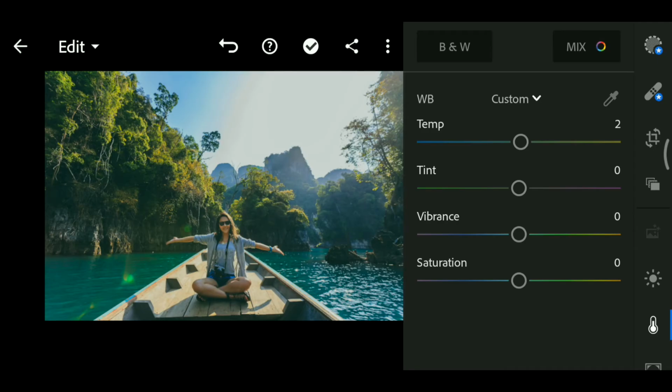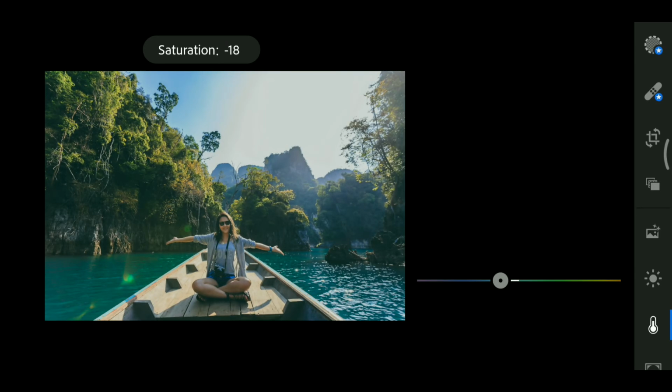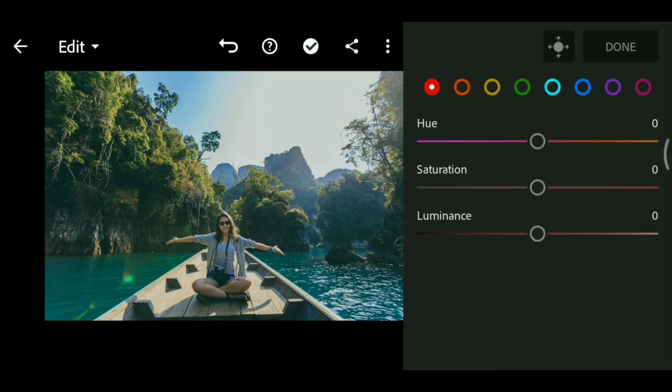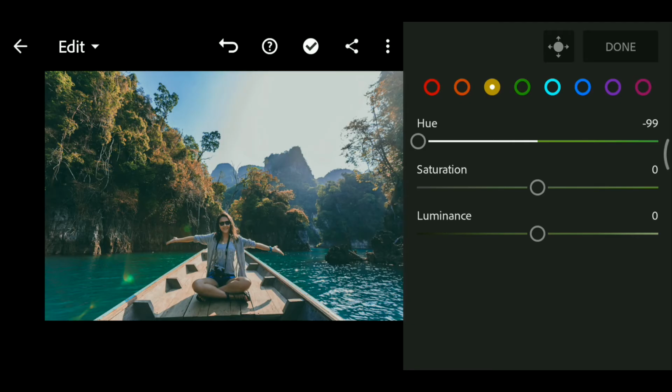Temperature 2. Tint 9. Vibrance 16. Saturation minus 20. Red, luminance minus 11. Yellow, hue minus 99. Orange, luminance 23.